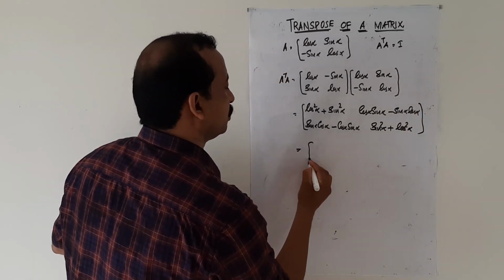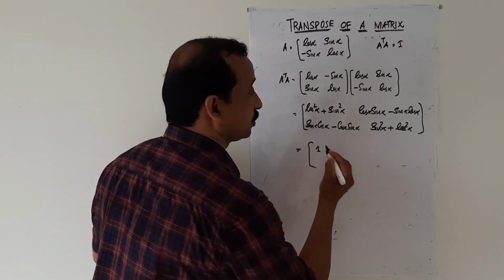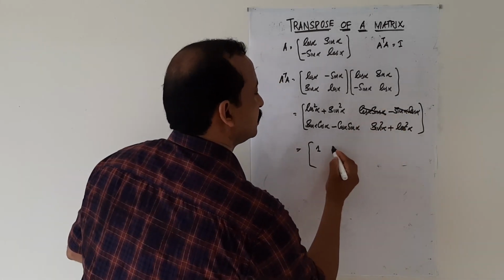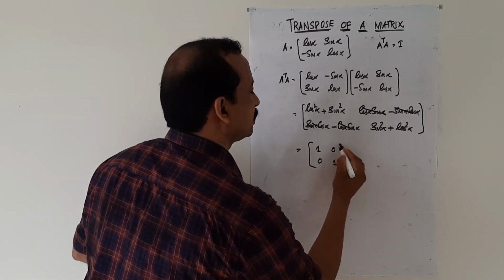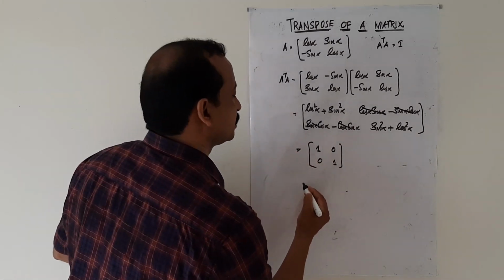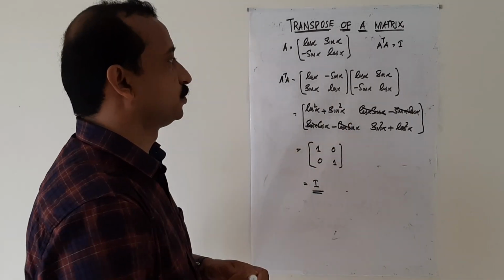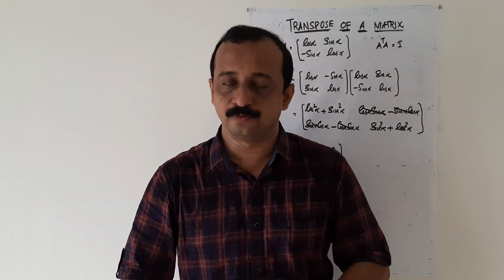You already know sin square alpha plus cos square alpha is 1, and therefore cos square alpha plus sin square alpha is 1. In the off-diagonal entries, these two terms are similar, so they cancel and give 0. Here also they cancel to 0, and sin square alpha plus cos square alpha is already 1. That is [1, 0; 0, 1], the identity matrix. We proved A transpose into A is equal to I. Okay, that's all.